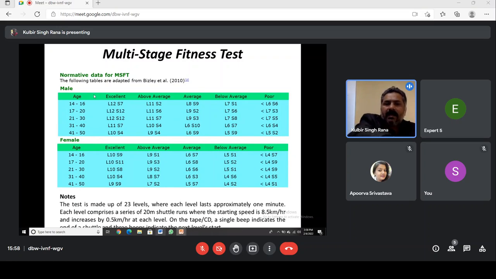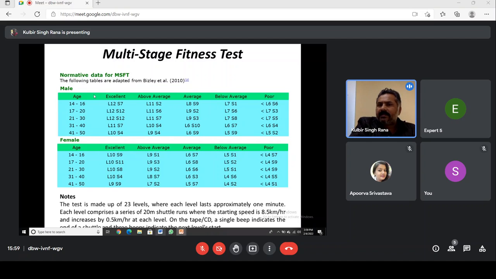So these are the levels, level 12 and so on, and the S is significant as to how he's perceiving the exertion, or what kind of speed it is, 7 to 12, or what kind of maximum level he is going to reach, right? So in that way, we have a table to compare. Clear? Okay, sir.